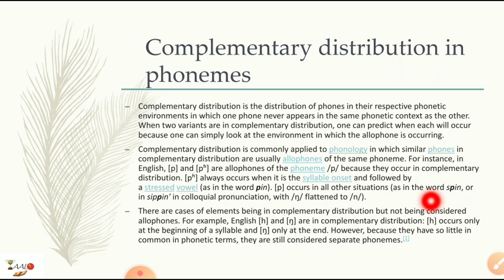H usually occurs at the word initial position and ng usually occurs at the word final position. So again, there is a relationship between them. If you take these utterances as such, h occurs only at the beginning of a syllable and ng occurs only at the end of a syllable. So there again, they are said to be in a complementary distribution.